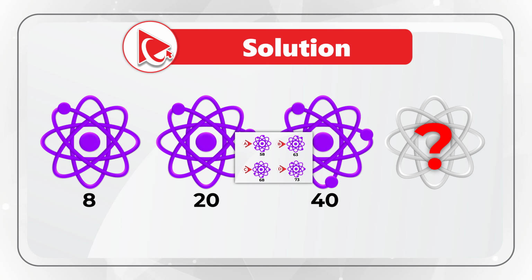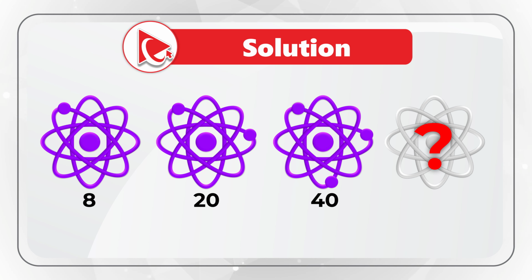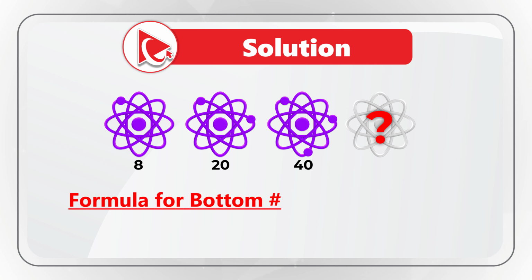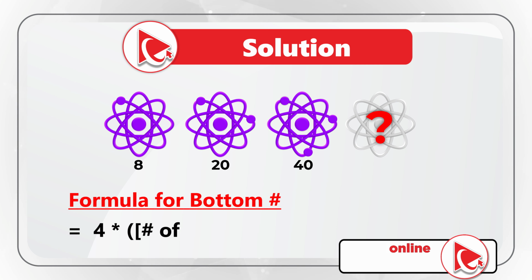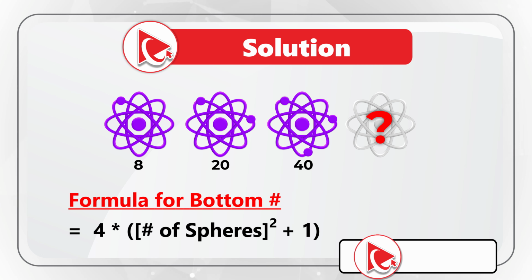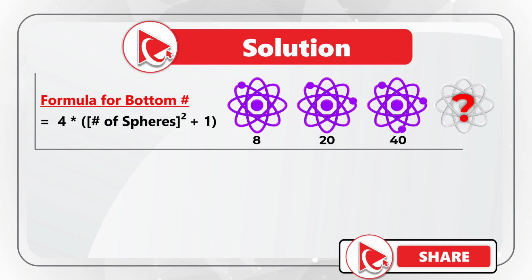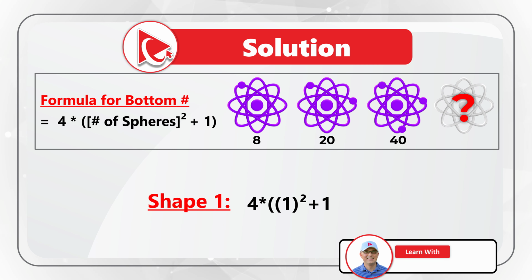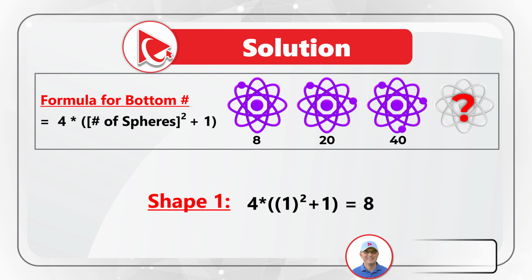And to solve it, you need to find the formula to calculate the bottom number based on the incrementing number of spheres. For example, the formula to do the bottom number calculation is 4 multiplied by (number of spheres squared plus 1). So to calculate the bottom value for the first shape, we need to multiply 4 by (1 squared plus 1), which would be equal to 8.